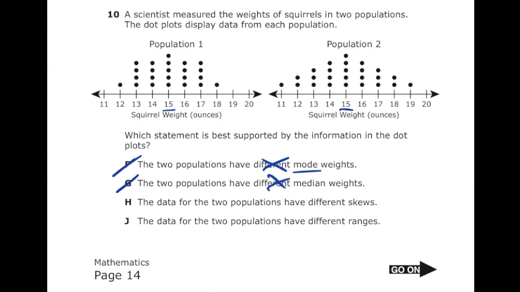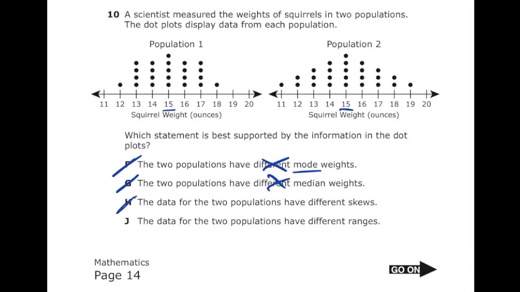Letter H, the data for the 2 populations have different skews. So these populations are actually not skewed at all, meaning they don't skew to the left or to the right. They're actually symmetrical and have the most in the middle. So letter H is not going to be correct.